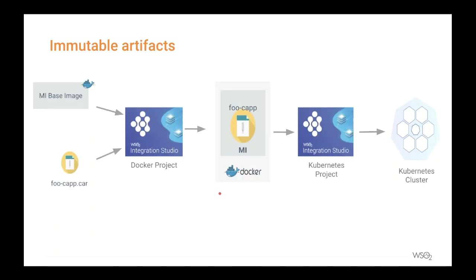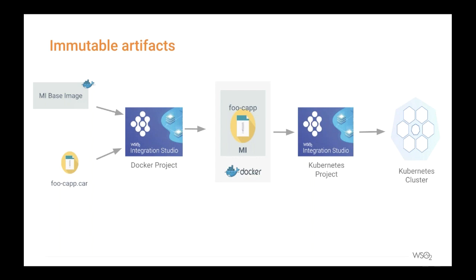Okay, now moving on. The next feature we have is immutable artifacts. The main concept in container deployments is build once and run everywhere. That is, once you build something, it should be immutable, in the sense that it shouldn't change at runtime. The artifacts shouldn't change at runtime. So that is supported out of the box in the micro integrator, which is a key thing for microservices style deployments.